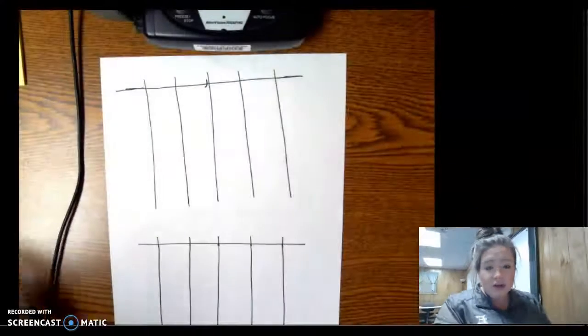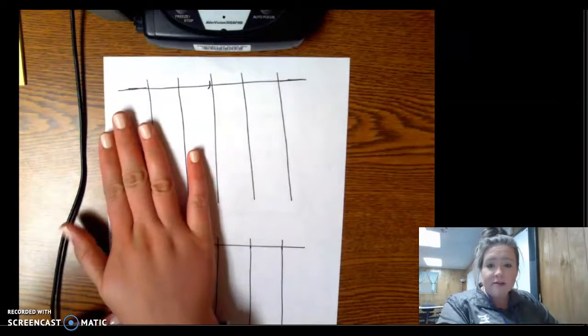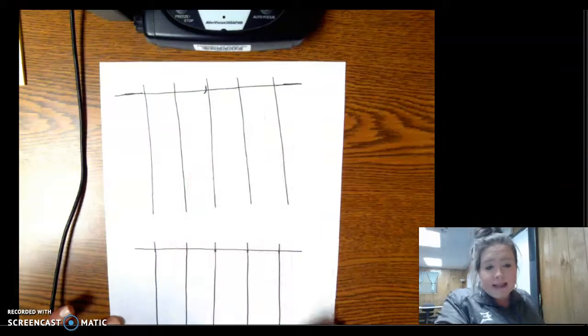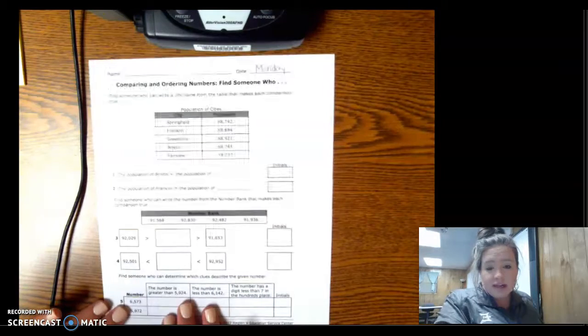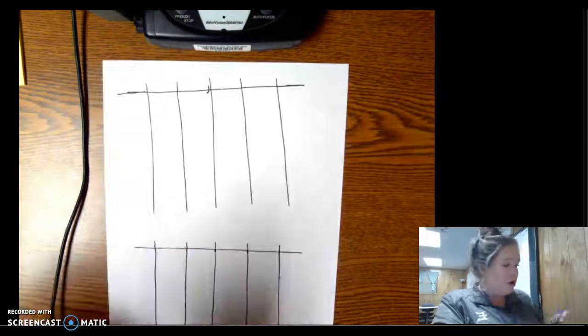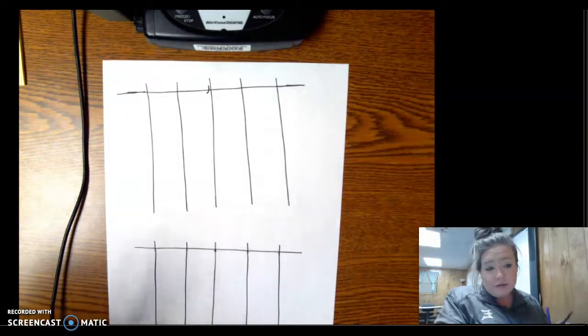So I am going to talk about our place values that we have in third grade. I'm going to give you an example about comparing and ordering numbers. And then we're going to work through this worksheet together, okay? So before I start, I want to go over our place values that we have in third grade.